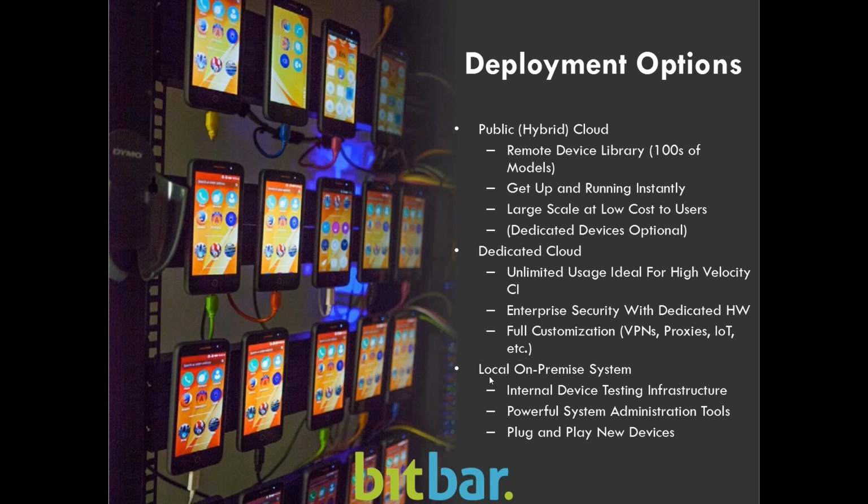The options to use our dedicated or private cloud or on-premise setups are also in place, and this gives you a lot of customization. You can set up things like VPNs or proxies, maybe like Charles proxy or other types of technologies in the environment. The dedicated options also are ideal for CI testing, where you have high volumes of daily testing going on. You don't have to worry about hourly charges that would otherwise be incurred in our public environment.